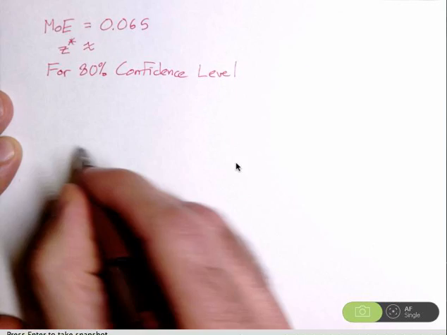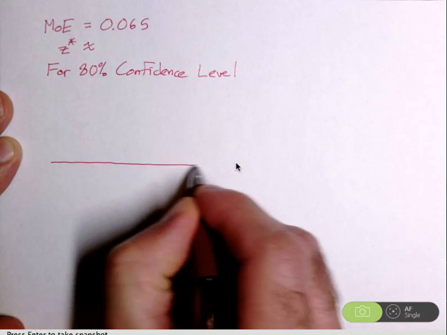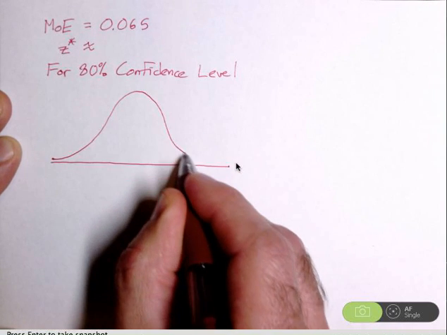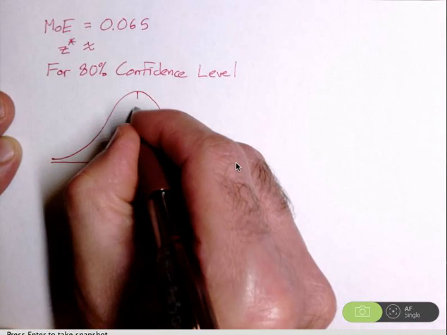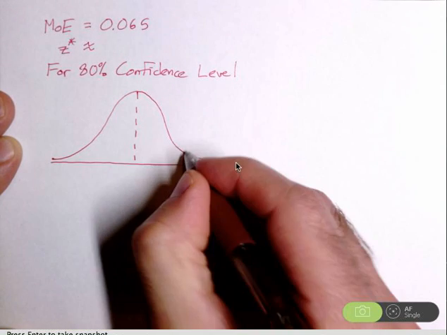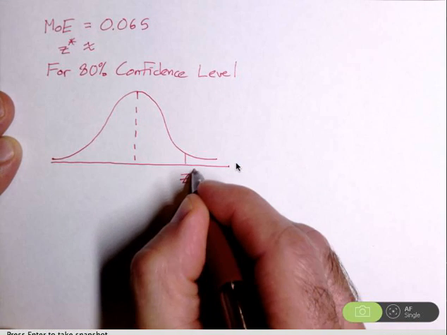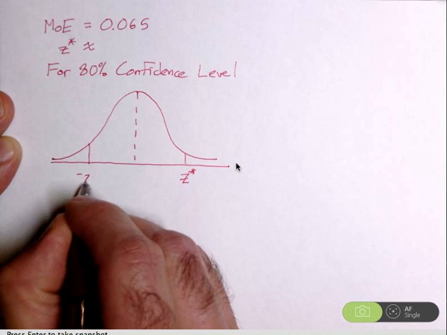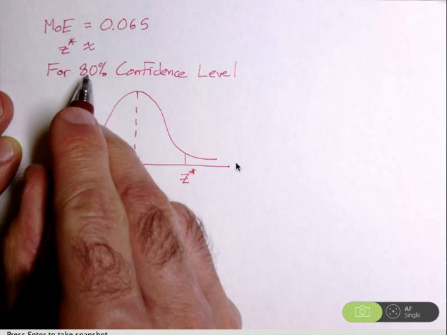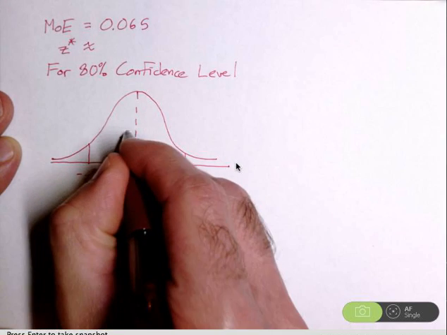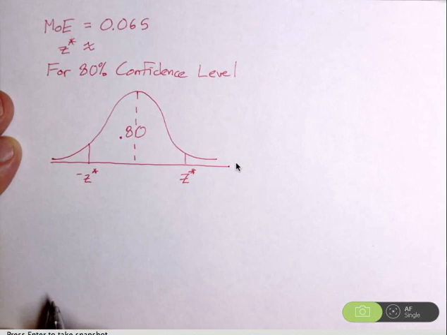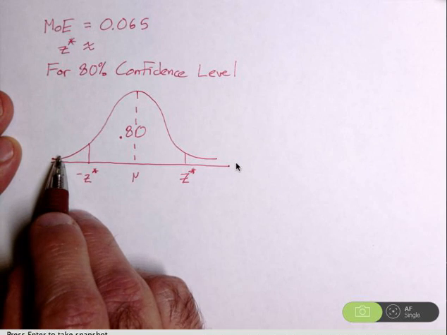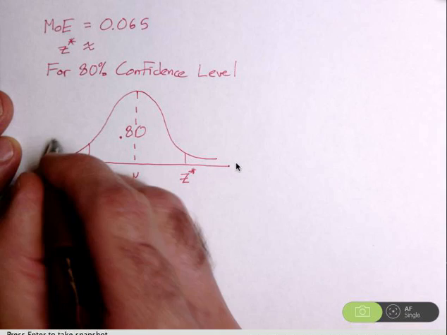All right, well, let's draw the picture. So for 80% confidence, I want to find the critical value, or the z-score, that will tell me how many standard deviations above the mean and below the mean I have to go in order to capture the middle 80% of the sampling distribution. Well, that means that I've cut 10% of the sampling distribution off at the left and at the right.